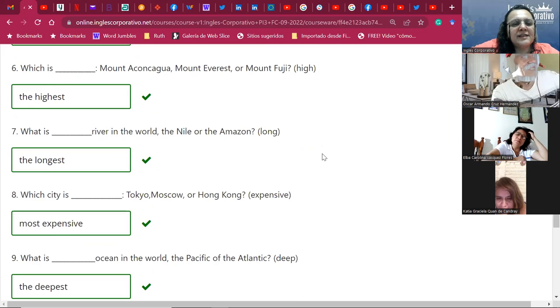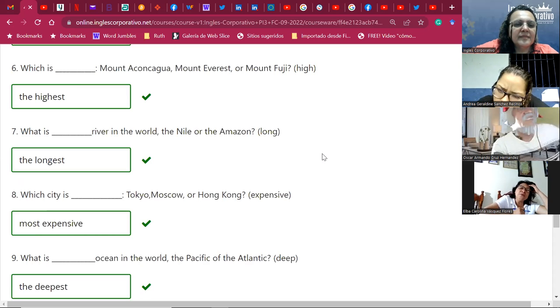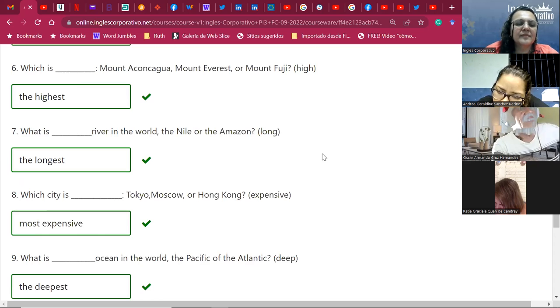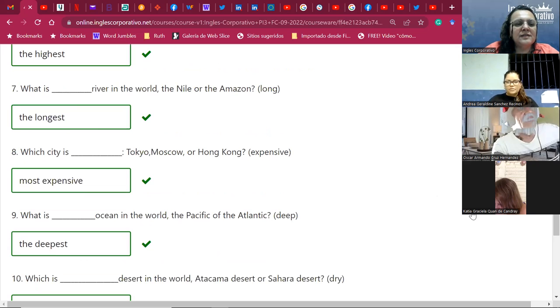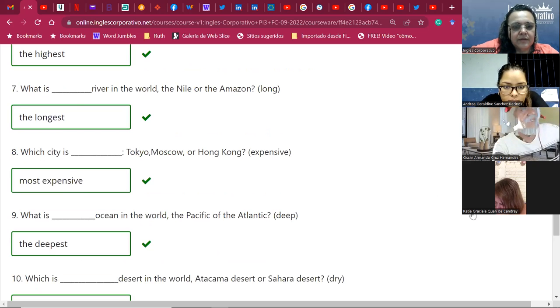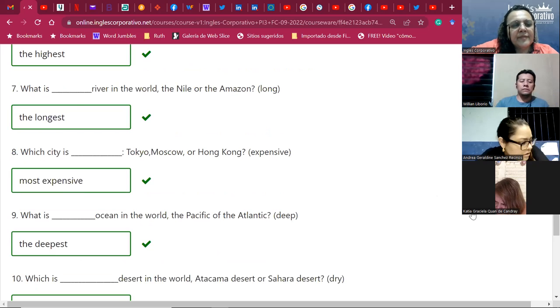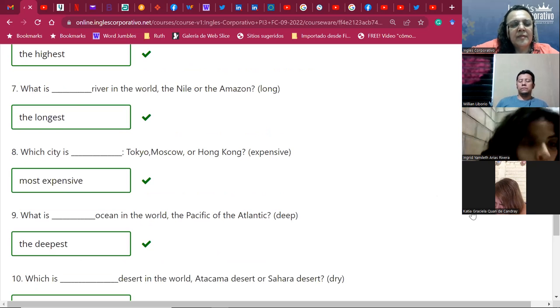What is the longest river in the world? The Nile or the Amazon? Okay. Which city is the most expensive? Tokyo, Moscow, or Hong Kong?